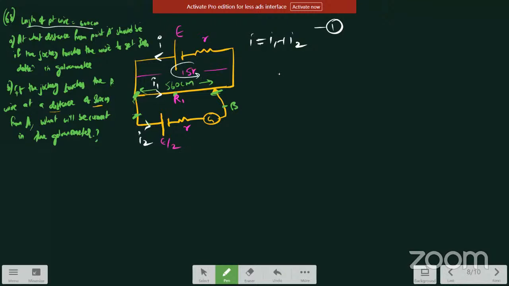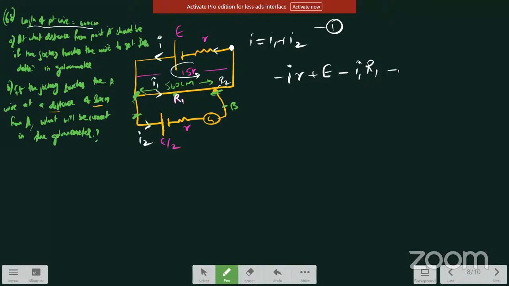What will I get? Some equation. Kirchhoff's law, KVL. Let us start from here. The current will be going in this direction, so minus IR plus E. Next, very carefully, minus I1 into R1. This has resistance R1, and this has some other resistance, let us say R2.